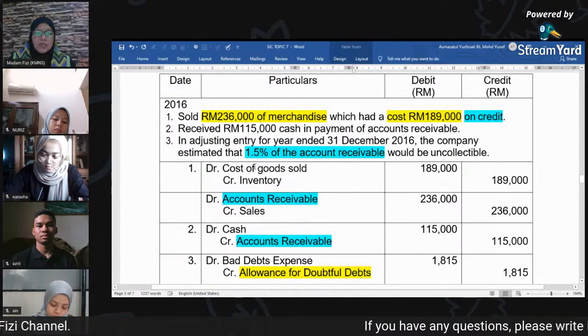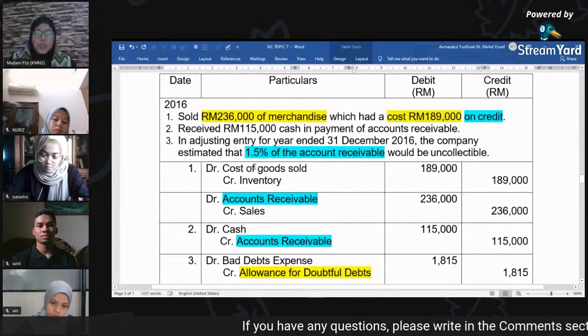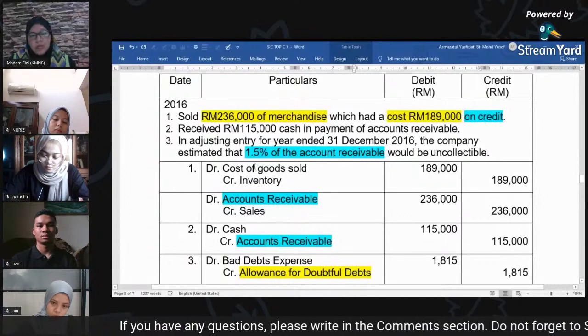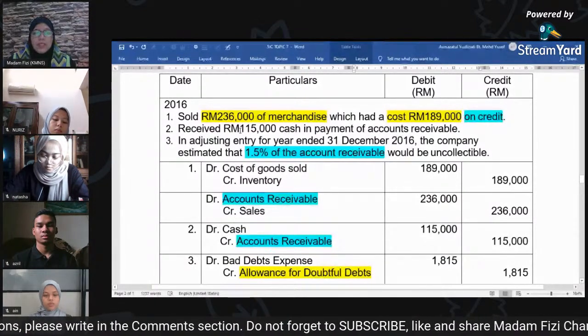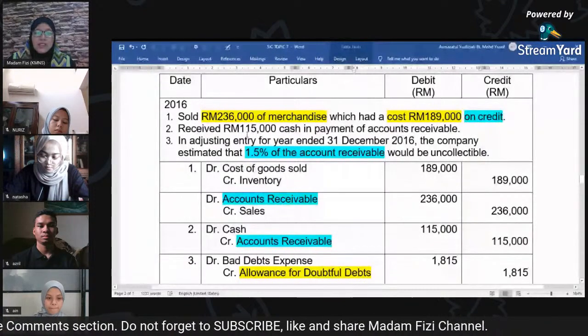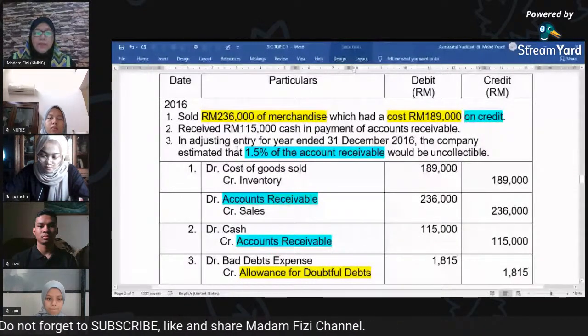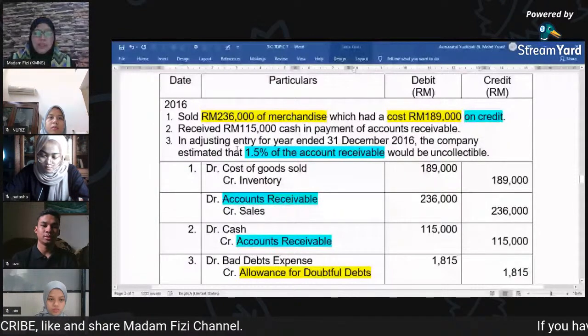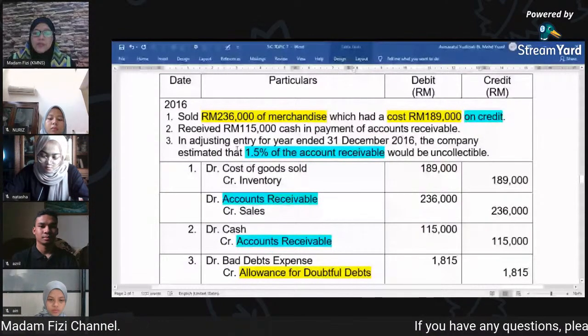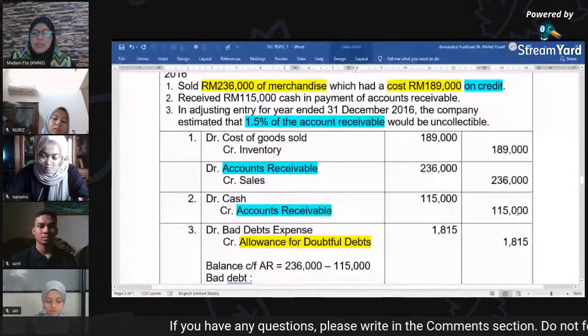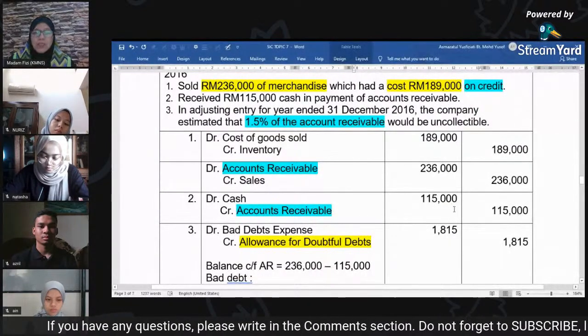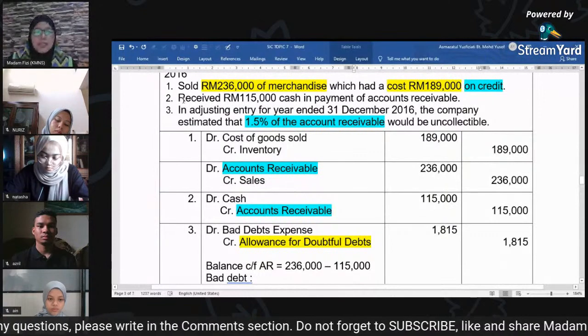Okay, transaction 2. Receive 115,000 cash in payment of accounts receivable. So, when we receive cash, we debit cash 115,000 and credit accounts receivable 115,000. Okay, settle transaction number 2.